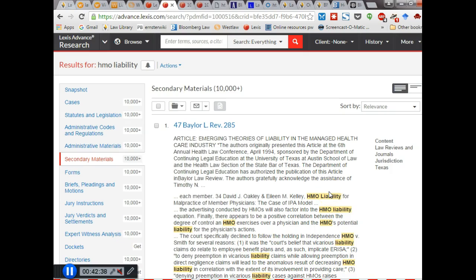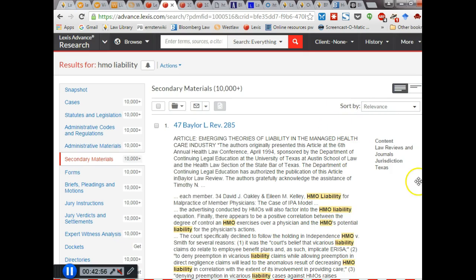So, what happened was, because Lexis went down and then came back up, I'm thinking to myself, all right, if they go back down again, I want to be able to show you this, so I pre-did the search. And then, of course, I didn't undo the search. So, here is the search, not yet narrowed.